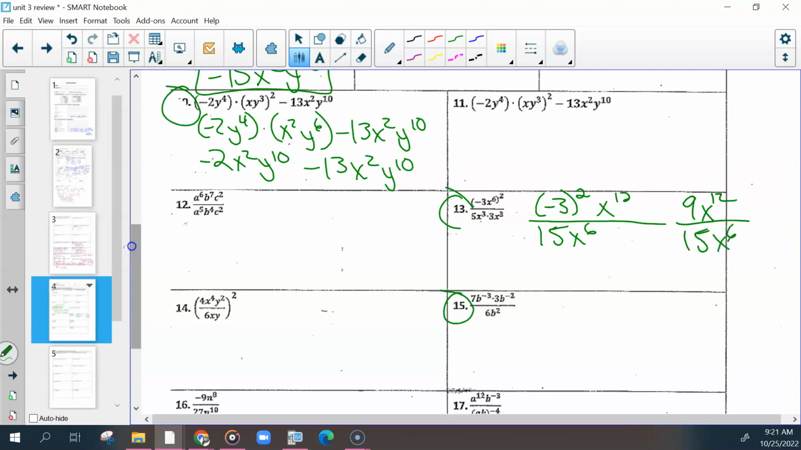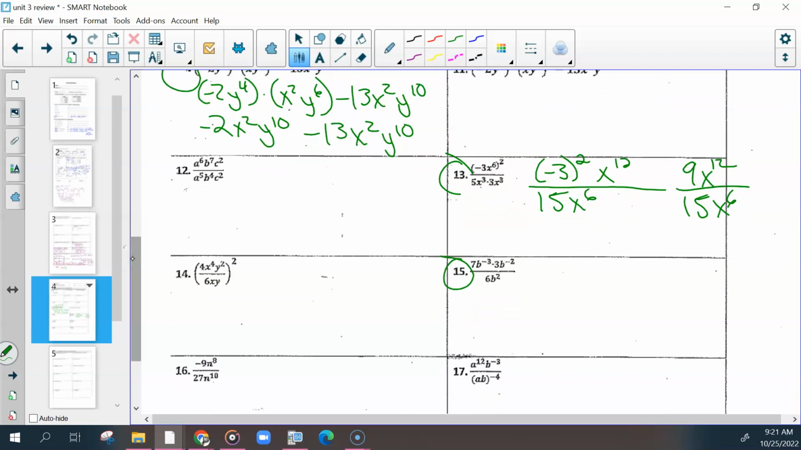Then we can divide the actual numbers, subtract the exponents. Simplified, what would this become? 9 over 15. And then if we're subtracting 12 minus 6, our new exponent would be 6. And because it's positive, it's going to stay in our numerator. So 3x to the 6 all over 5.